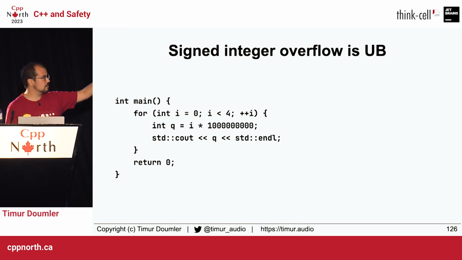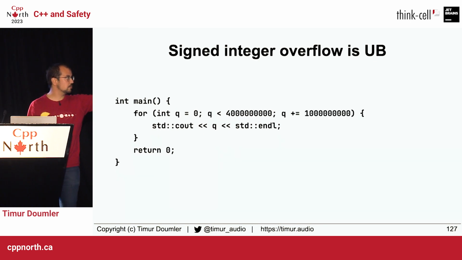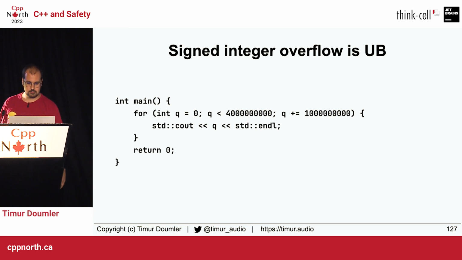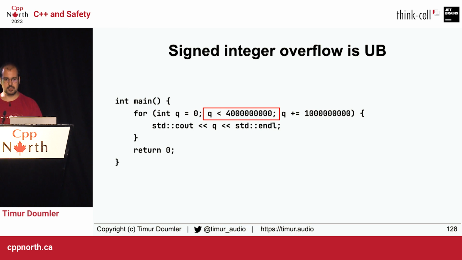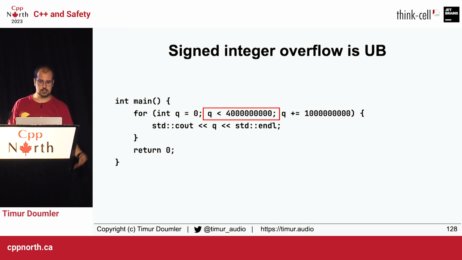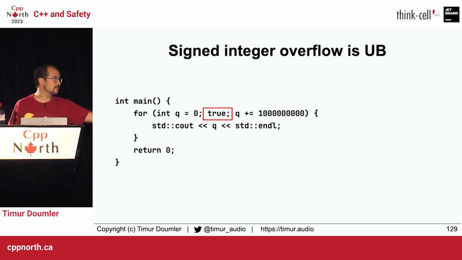So it can actually move this multiplication out of the loop and do it like this. And this is an equivalent transformation. And then it sees, well, this number is bigger than int max, so this is always true. So then you get an infinite loop. Right? So this is the kind of stuff that can happen with UB.